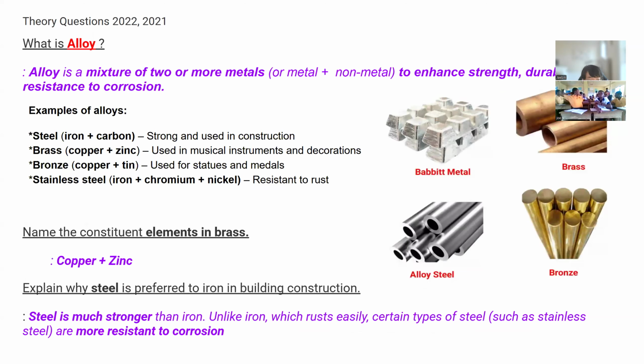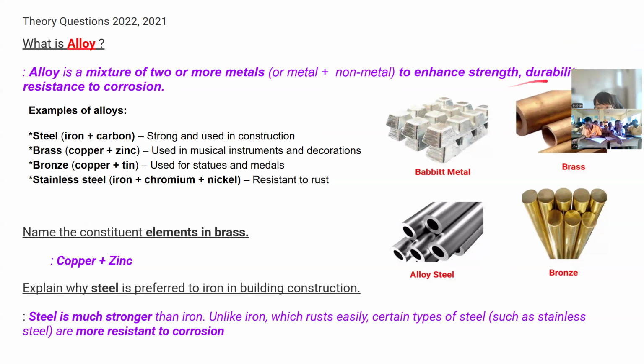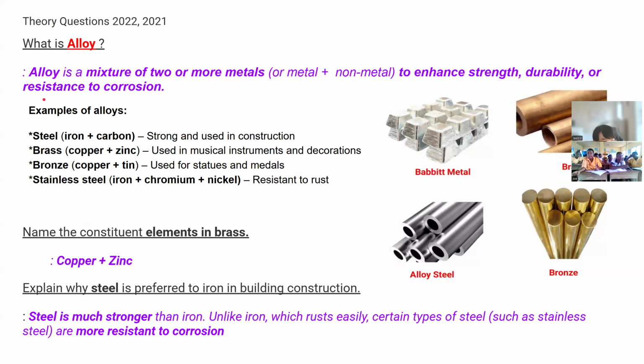Let's focus on alloys, because this comes up in theory questions often. Maybe it asks you what an alloy is, and you should answer that an alloy is a mixture of two or more metals, or maybe a metal and a non-metal, to enhance strength, durability, or resistance to corrosion. Mixing two or more metals helps stop the process of rusting.